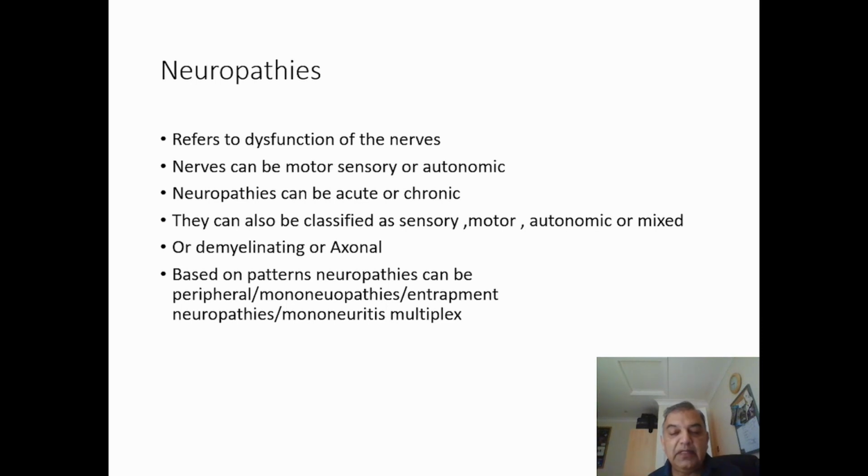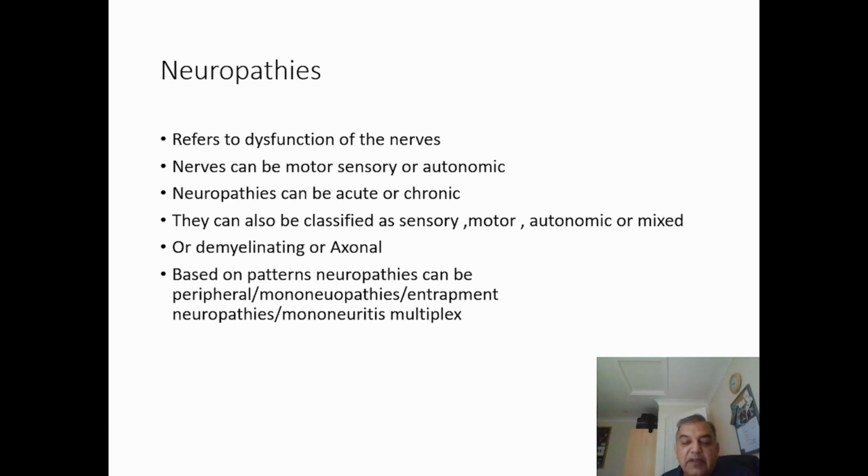Basically, pathy means unwell, and so neuropathy means nerves that are dysfunctional. It can be either motor, sensory, or autonomic, and the nerves are generally motor nerves, sensory nerves, or autonomic nerves. They can be involved either together or singly. Neuropathies can be acute, as in the GB syndrome, or they can be chronic. Most neuropathies are chronic or subacute. Acute neuropathies are fairly rare.